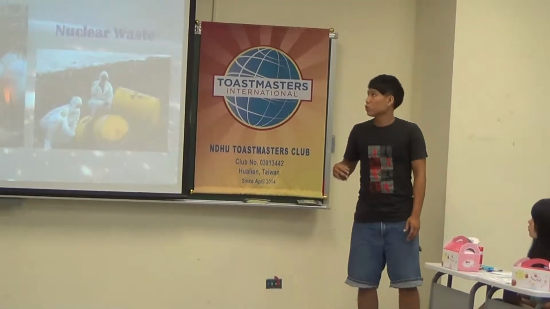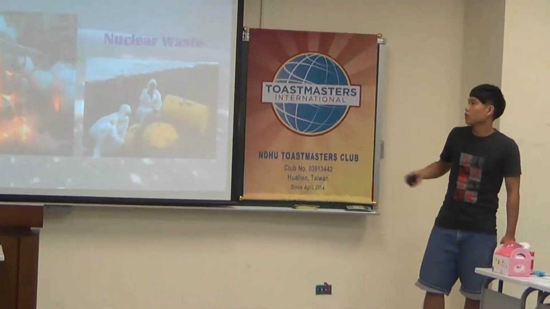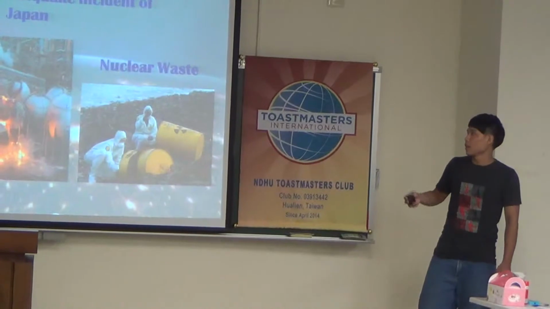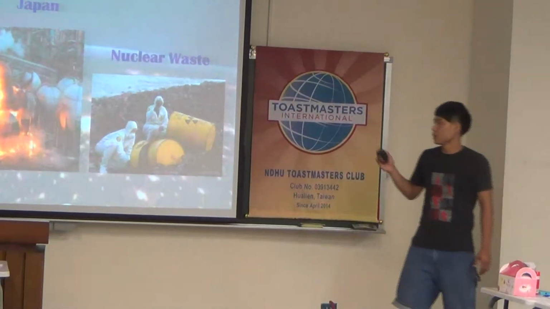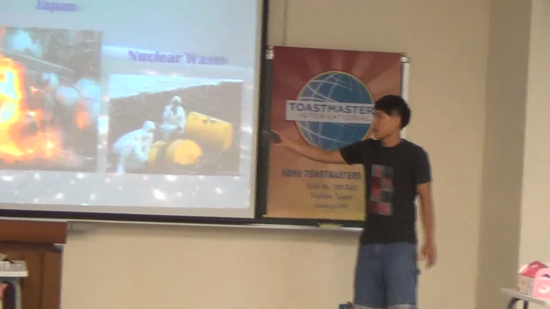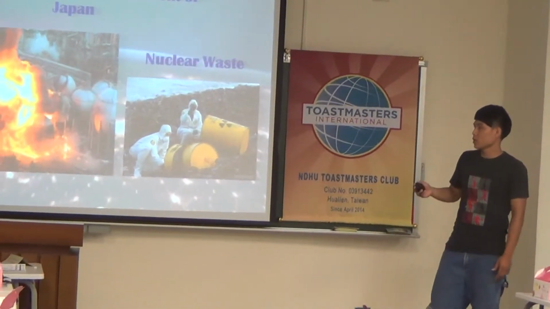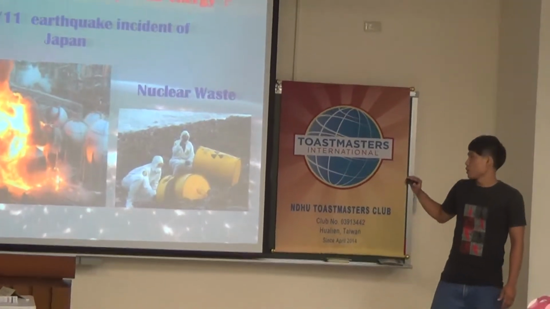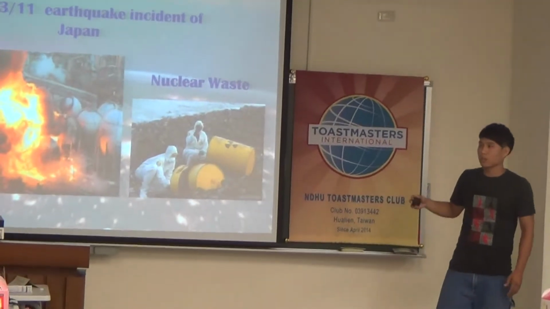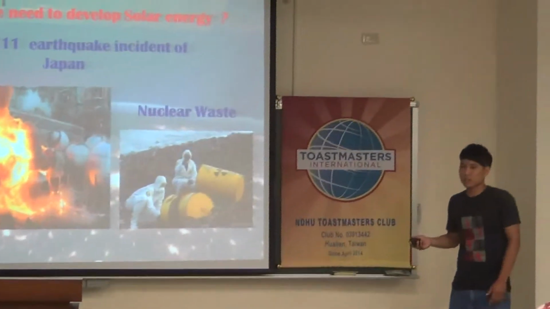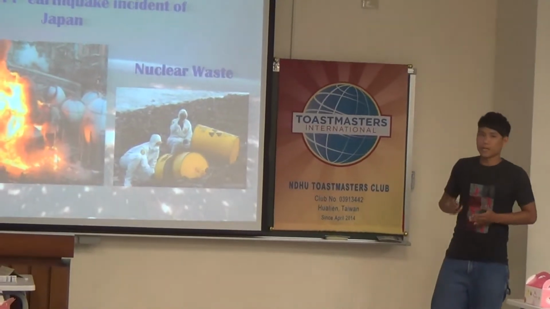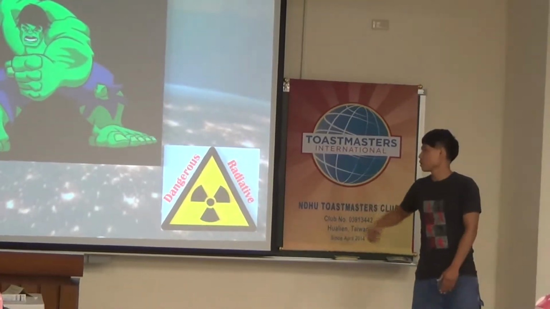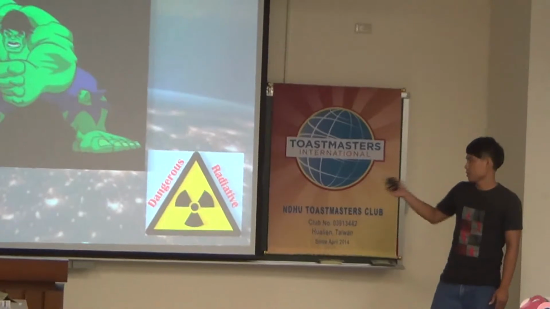Now I'm going to talk about why we need to develop solar energy. Do you guys remember the earthquake incident of Japan that happened in 2011? It caused a tsunami that destroyed the nuclear power plant, and unfortunately the radiation leaked. The nuclear waste is very dangerous because it is radioactive, and it will bring about gene mutations that will then make you get cancer or give birth to a deformed baby, maybe become Hulk. If you see this sign, you need to run away quickly. Yes, remember this sign.